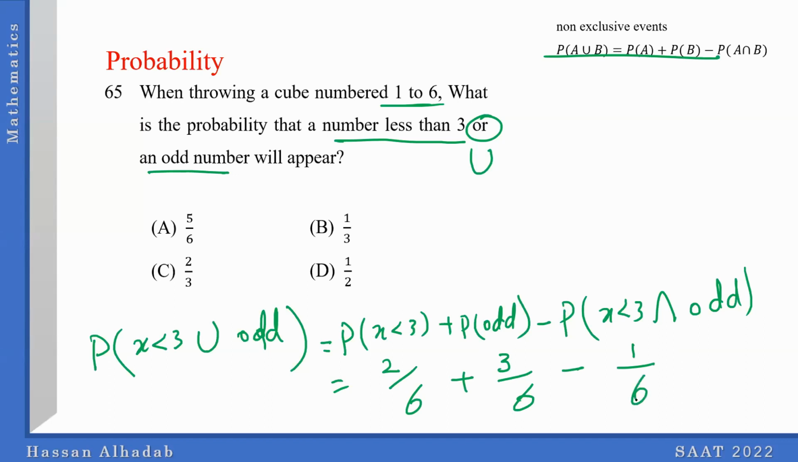Make sense? So if you do this calculation, so this is 6, 6, 6. So 2 plus 3, which is 5. 5 minus 1, which is 4. So 4 over 6, isn't it? Am I right? Or is there something wrong? So 4 over 6, or you can just simplify it to be 2 over 3.